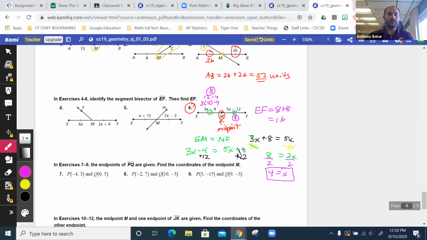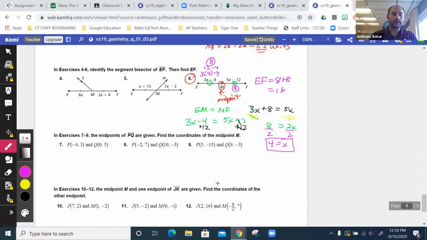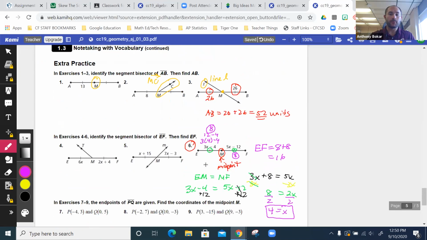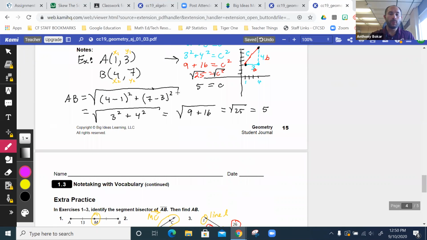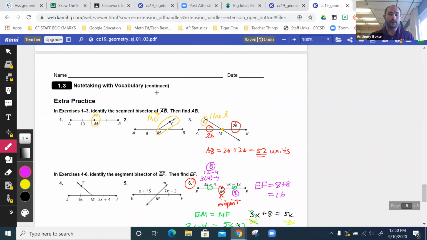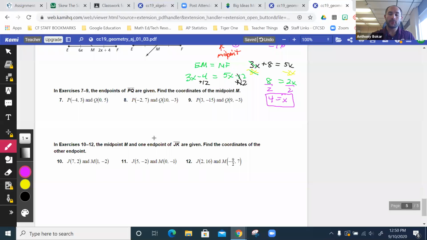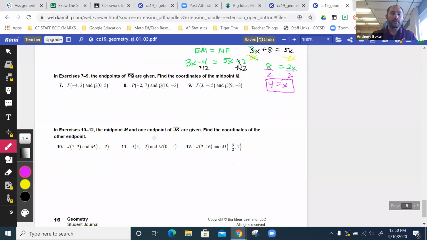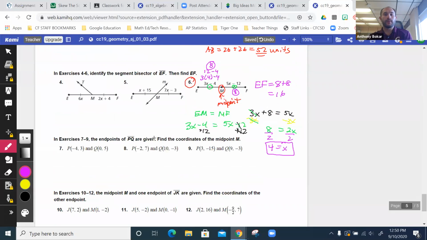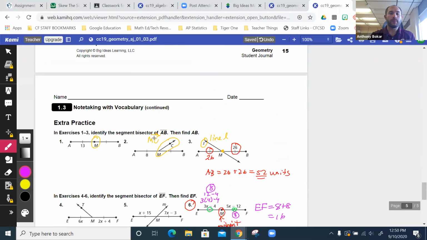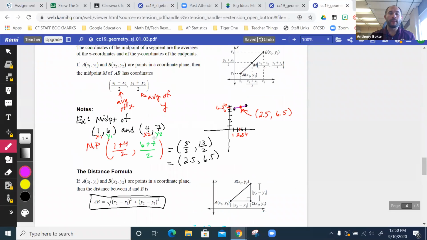I'm going to hold off on doing these examples down here because I just did a couple examples with some coordinates up in the beginning. So these would be good practice problems to try. But I think for right now, we're going to end the video on section 1.3, which is all about midpoint and distance.